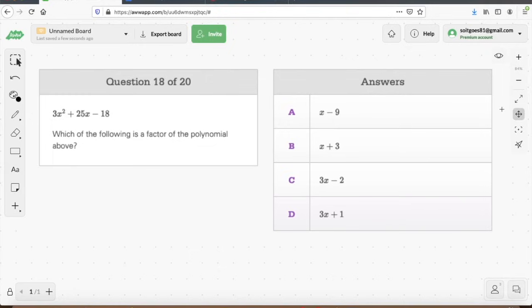Go ahead and read this question for us, please. So 3x squared plus 25x minus 18. Which of the following is a factor of the polynomial above? Let's talk about factors.